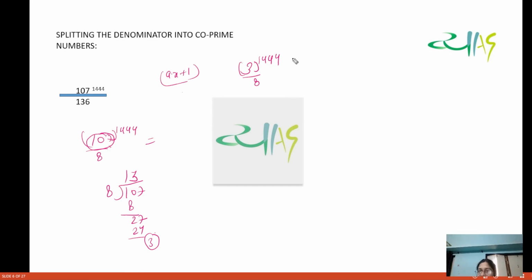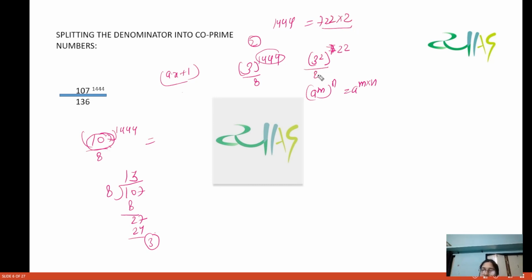If I take 3 square, then this will become 722. Because I am taking 3 square here, I am taking 2 from the power. And we know the law of indices we already did: a to the power m to the power n is equal to a to the power m into n. So basically, I took 144 and put 722 into 2 here.